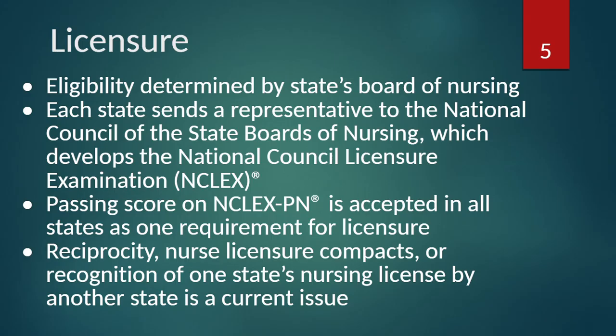When we talk about becoming a nurse, the word licensure is key. Licensure is a legal process that grants permission for an individual to practice nursing, and your state's Board of Nursing is the agency that determines whether you meet the eligibility requirements. These requirements typically include completing an approved nursing program, submitting an application, undergoing a background check, and passing the required licensure examination. Each state participates in the National Council of State Boards of Nursing, or NCSBN.